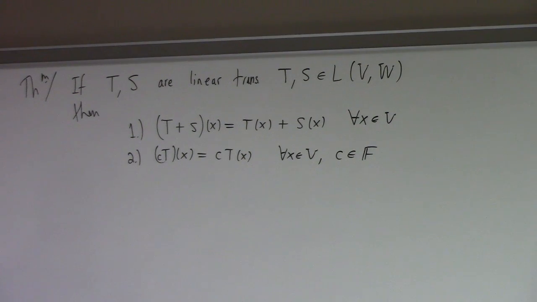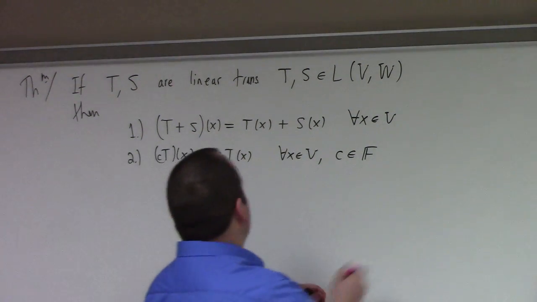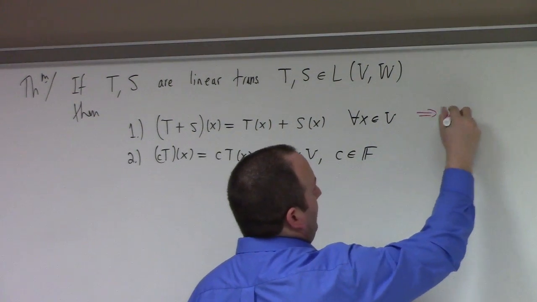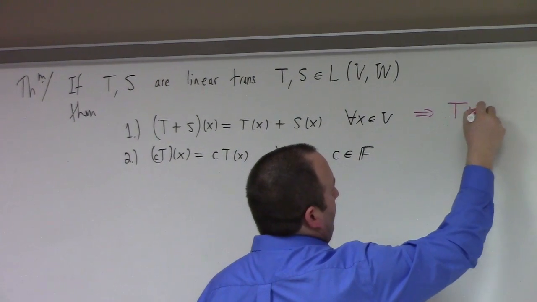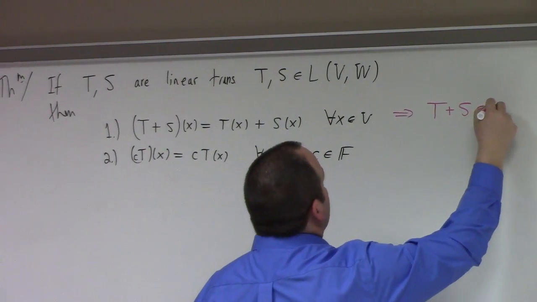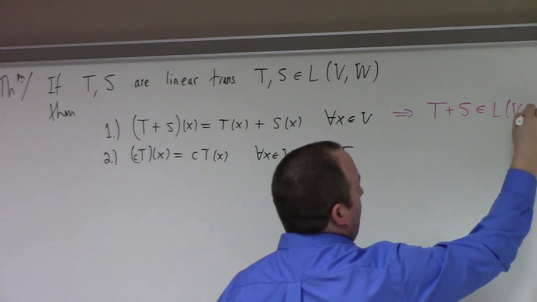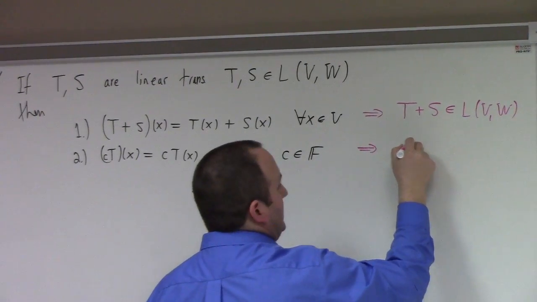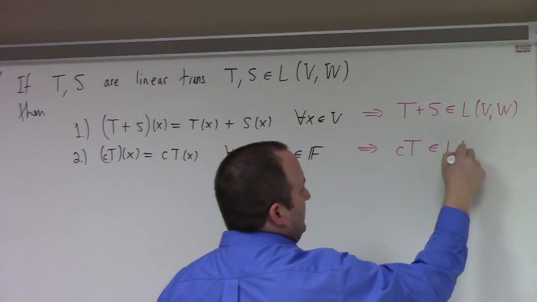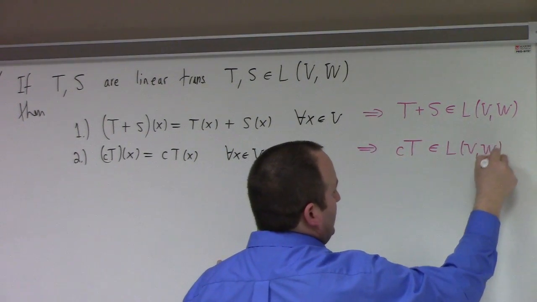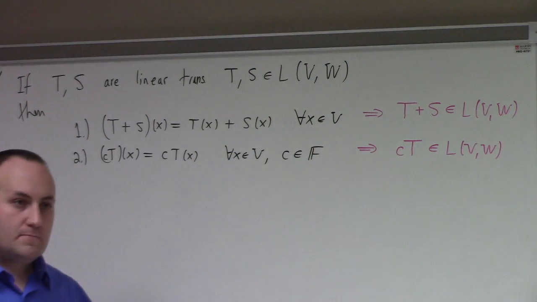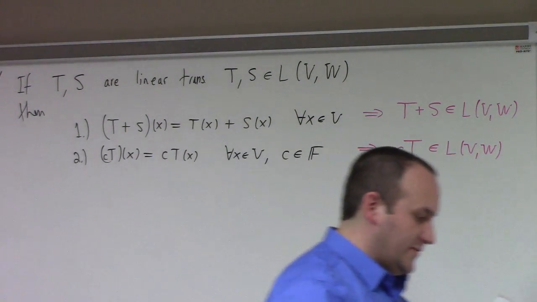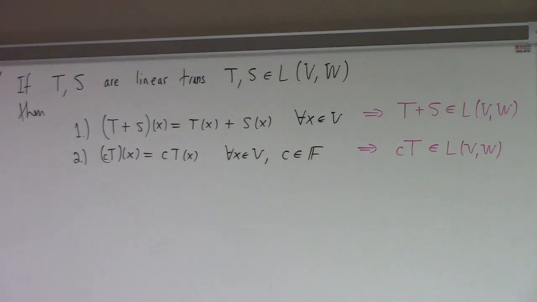And here's the punchline. Well, T plus S is an element of L of V, W, and also a scalar multiple of T is an element of L of V, W. In other words, let me put it into words. The sum and scalar multiple of linear transformations are, again, linear transformations. Right?